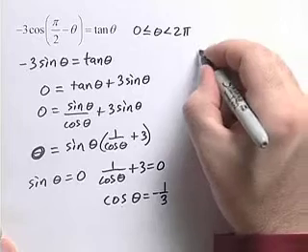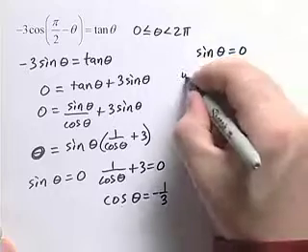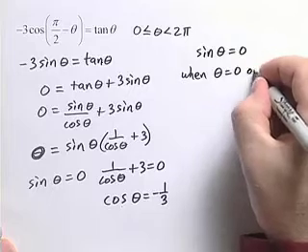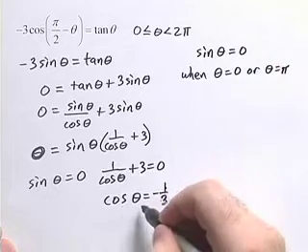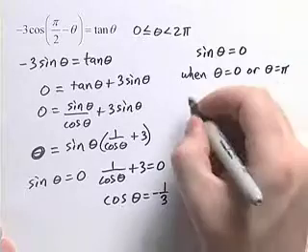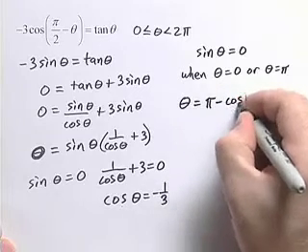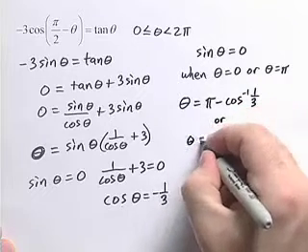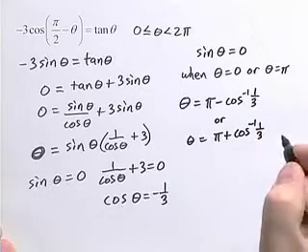And we know that sine of theta is going to equal 0 when theta is equal to 0, or theta is equal to pi. Now, cosine of theta is equal to -1/3 in quadrants 2 and 3. If we solve that, we'll know that theta is equal to pi minus cosine inverse of 1/3, or theta is equal to pi plus cosine inverse of 1/3.